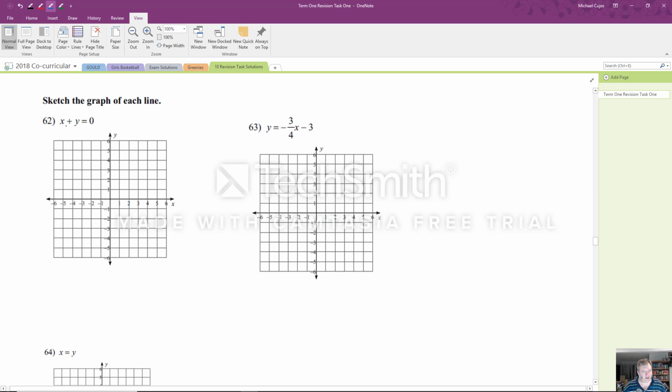Sketch the graph of each line. Back to sketching graphs. X plus y equals 0. Well, my x-intercept and my y-intercept are 0. That didn't help me much, did it?